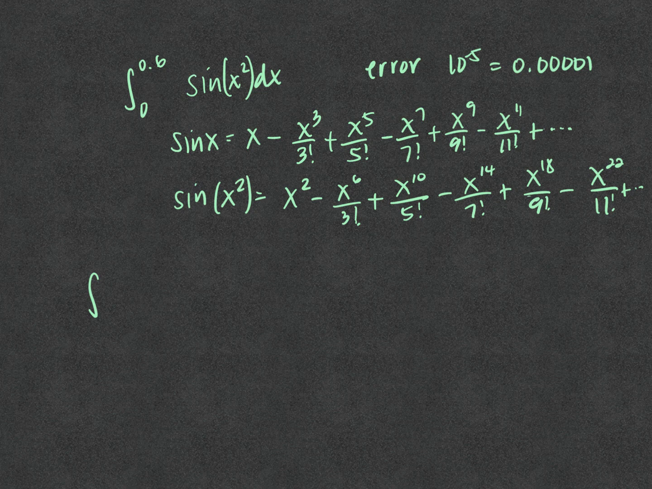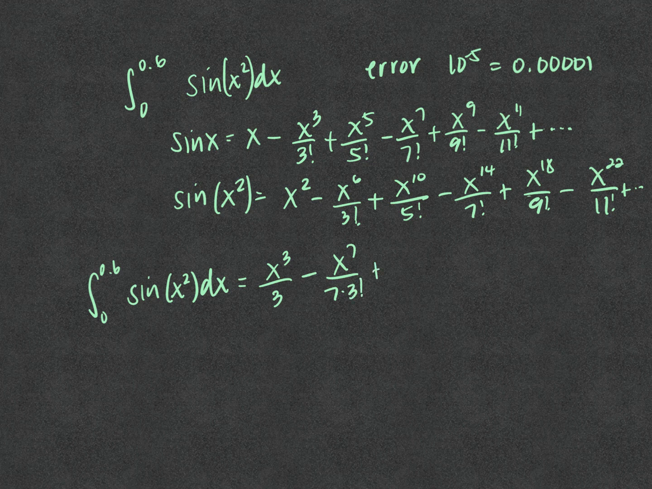We're going to say the integral from 0 to 0.6 of sine of x squared dx. Now when we integrate with respect to x, that means the only thing that changes is the power of x. So this becomes x to the 3rd over 3. Minus, this becomes x to the 7th, and you divide by the 7, but you already have a 3 factorial down there. Plus x to the 10 plus 1 is 11, over 11 times 5 factorial. Minus x to the 15th over 15 times 7 factorial.